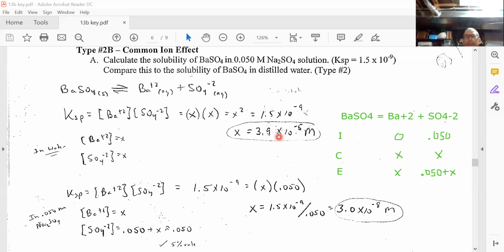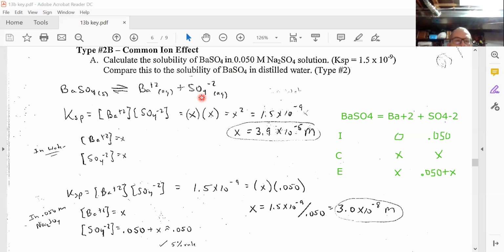Now, what happens if I have this barium sulfate and I try to dissolve it, instead of in water, in a sodium sulfate solution? Well, sodium's not going to affect this, but if I have sulfate here, it would drive the equilibrium this way, making that solubility even less. So I'm going to expect a lower solubility because of this common ion effect. Okay, so let's take a look at how that would work.